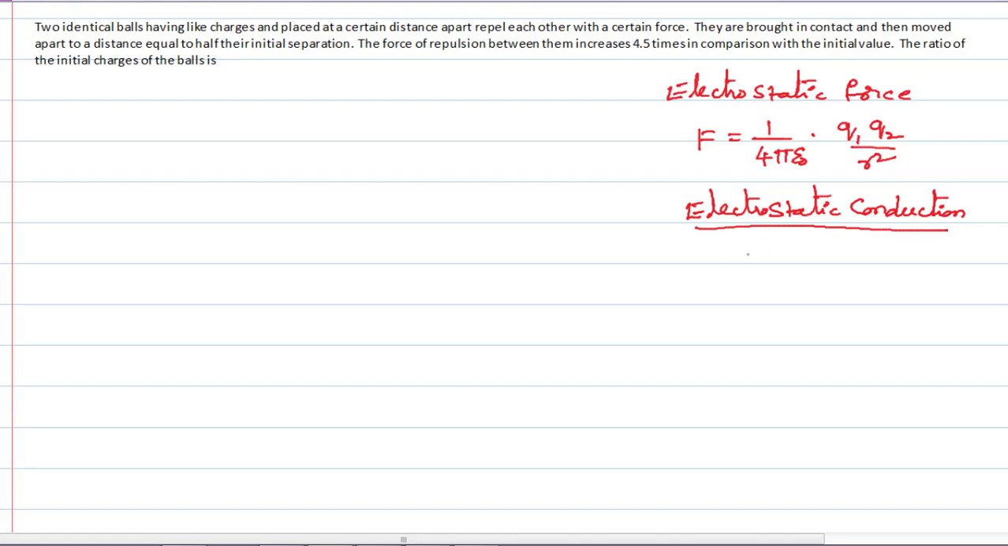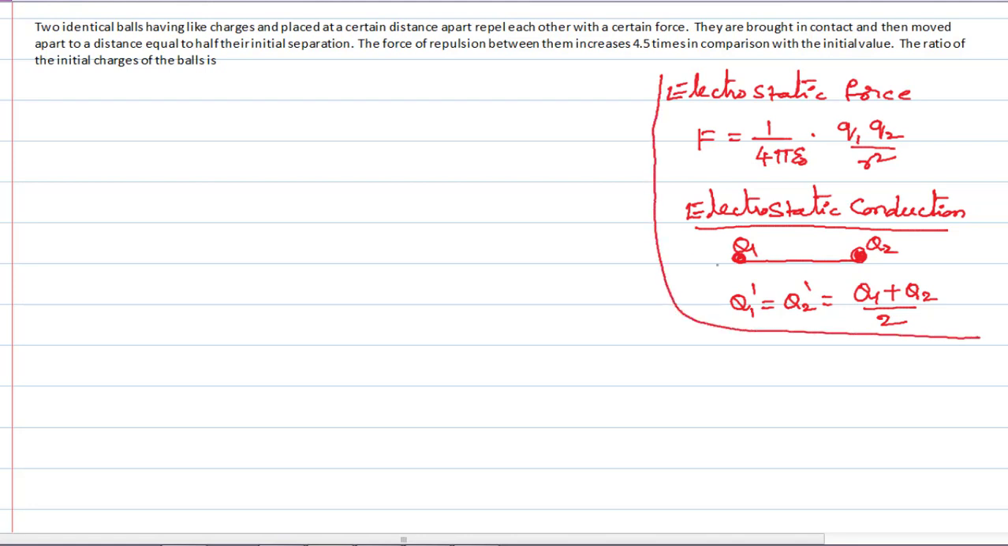Charging by conduction means whenever two charged bodies Q1 and Q2 are in contact together, they share their charges. After sharing, the distribution is Q1 dash is equal to Q2 dash is equal to Q1 plus Q2 by 2. After contact between the two bodies, each charge value is Q1 dash equal to Q2 dash equal to Q1 plus Q2 by 2. Based on this concept, we are going to solve the problem.